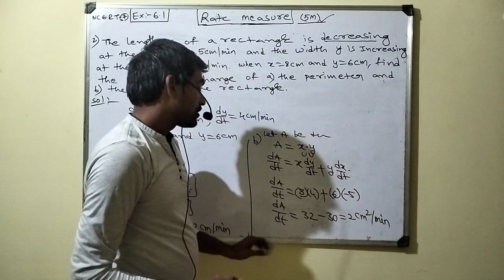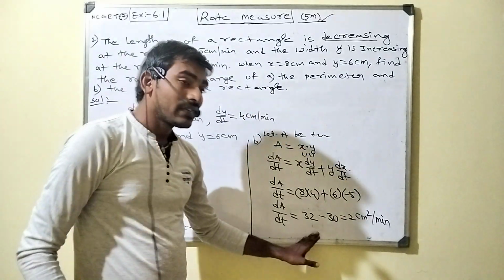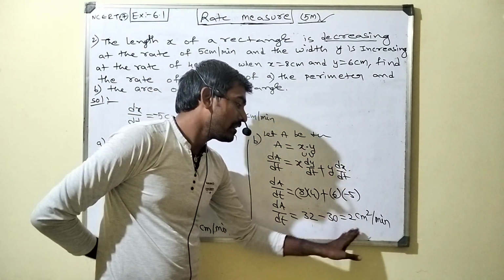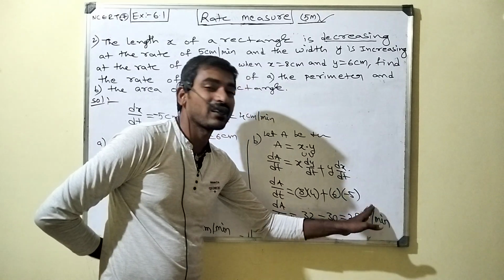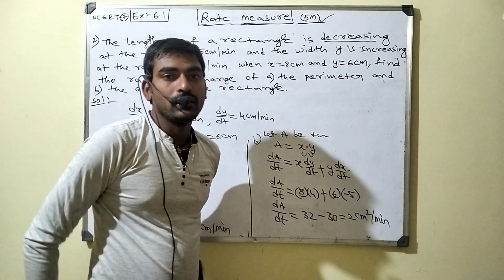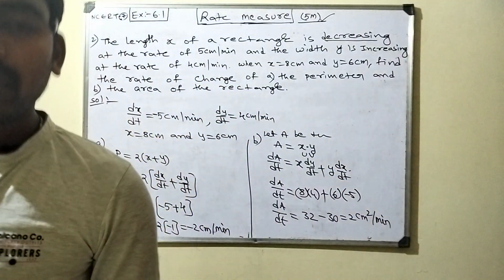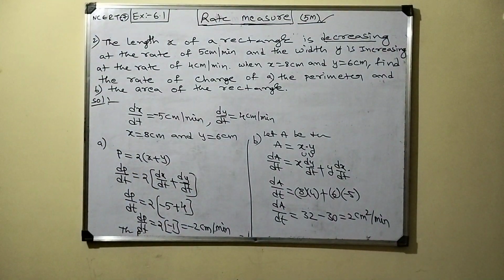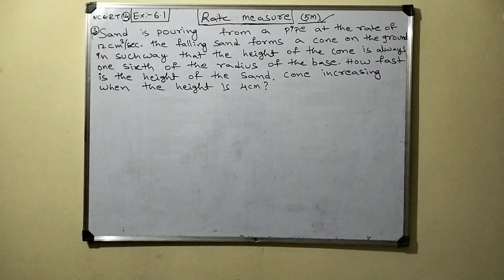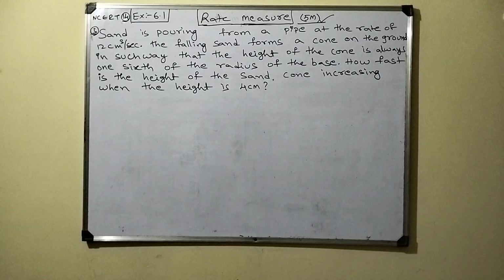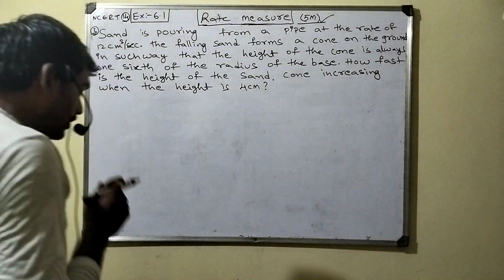Now the conclusion step: the area of the rectangle is increasing at the rate of 2 centimeter square per minute. Then you can copy. Then we'll go to the next question now. So now we are going to do the third question.